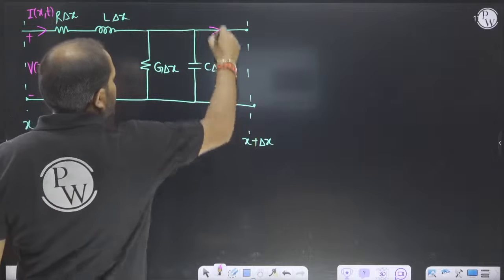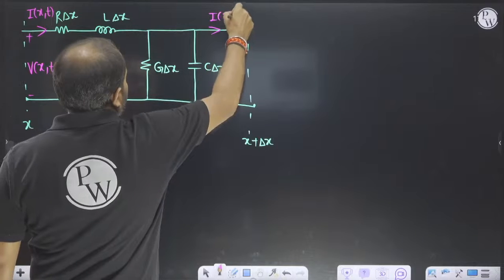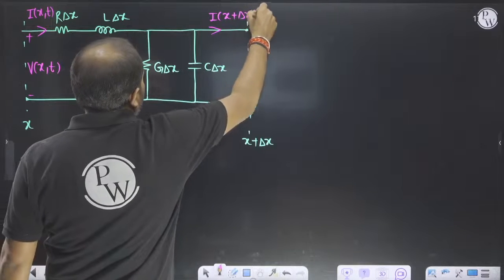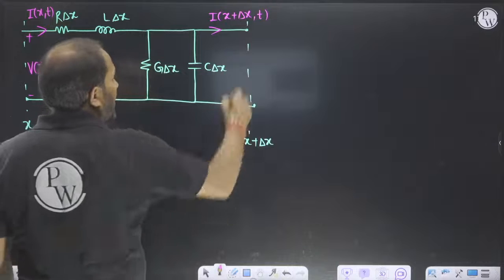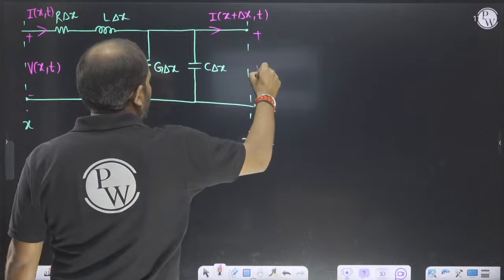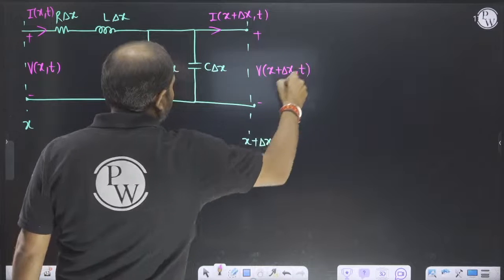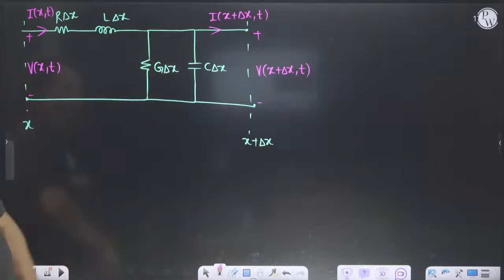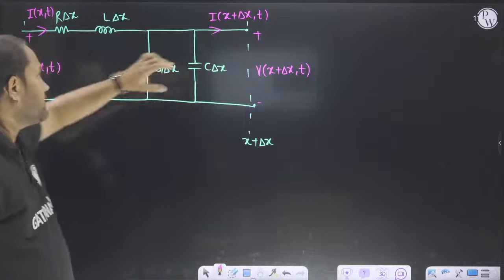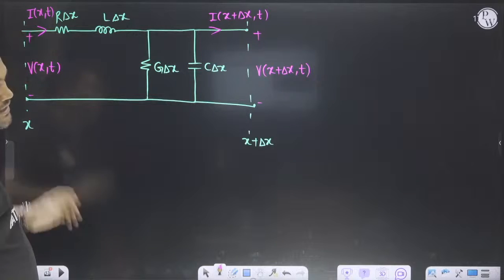After traveling delta x, the current will be changed. So at this distance the current will be changed. How much will it be? I(x+delta x, t). And at this distance the voltage will be changed, that means V(x+delta x, t). So there is a voltage, a current, a voltage, and a current.